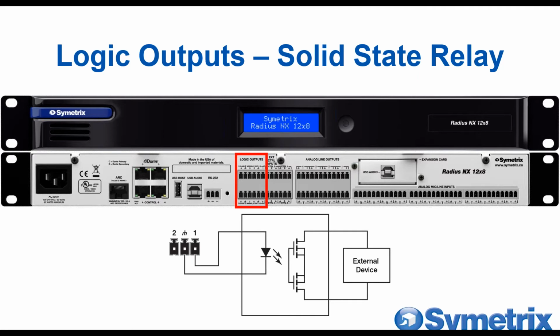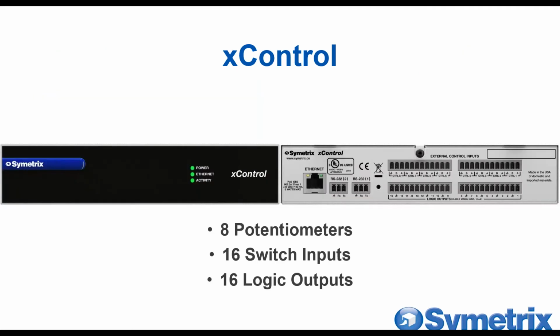One more slide, I promise, and we'll hit Composer. If you happen to run out of GPIO on the back of a DSP, you can expand that system by using an xControl. This is basically just a PoE expander. It lives on the Ethernet network, the control network, along with the DSP, and that gives you an extra 8 potentiometer inputs or 16 switches or a mix thereof, as well as 16 extra logic outputs. So you can always expand your GPIO.